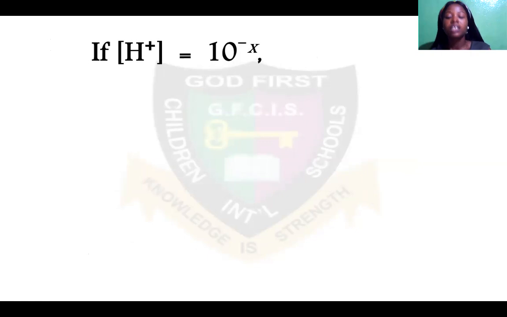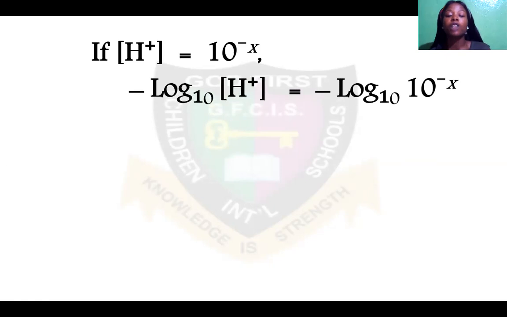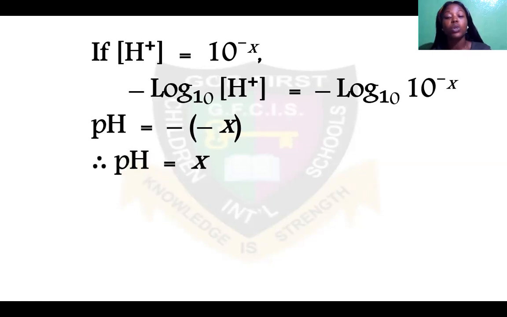Now, going forward, if for example in a solution you have that hydrogen ion concentration is equal to 10 raised to power minus X, so if you take the negative logarithm on both sides, the negative logarithm of hydrogen ion, which is pH, is equal to, now log of 10 is 1. So log of 10 is 1, so it is 1 raised to power 1. So your answer will be minus X, because you are taking log of just 10 itself. So you have minus X as your answer. Minus times minus is plus, so therefore pH is equal to X.